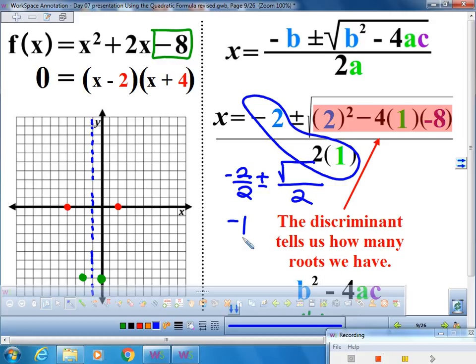Okay, so 2 bits of information here. This tells me how many roots I have, either 1 root, 2 roots, or no roots. And this tells me my axis of symmetry. There's actually a formula for it. It's -b over 2a. But that's not something you have to memorize because it's right there for you. So any time you want to find your axis of symmetry, you can just plug in your b and your a. All right, let's work with it.